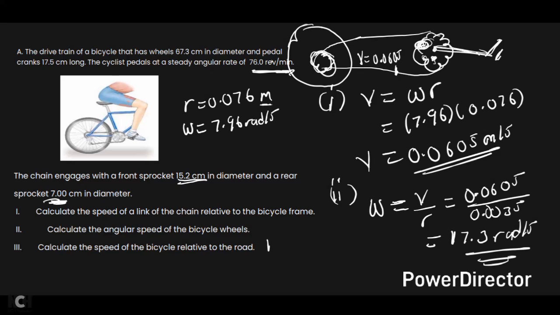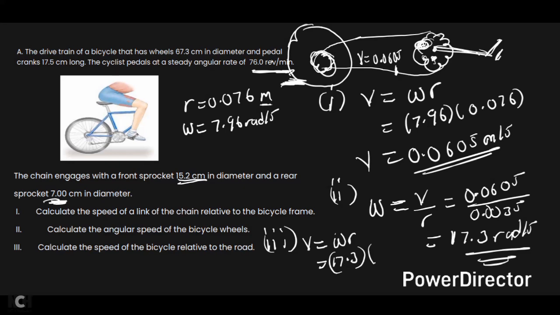Let's calculate the last one. Calculate the speed of the bike relative to the road. Now, which one works in the road? It is the tire itself, which is this tire. Meaning that here now we have to say v equals omega times r, like that. Then what's the angular velocity? We have found that it already is 17.3 here.